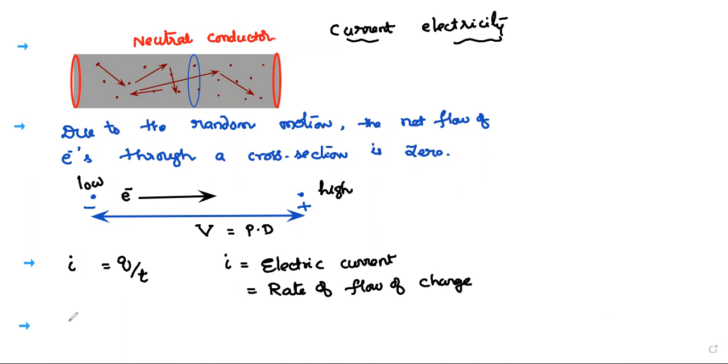Here, the unit, no need to mention, all can understand. Coulomb is the unit of charge, second is the unit of time. But this was found by the scientist Ampere. That's why it is taken as 1 ampere, represented with the letter capital I. Keep in mind, this is a fundamental physical quantity. Electric current is a fundamental physical quantity. So 1 ampere of current is equal to 1 coulomb per second.